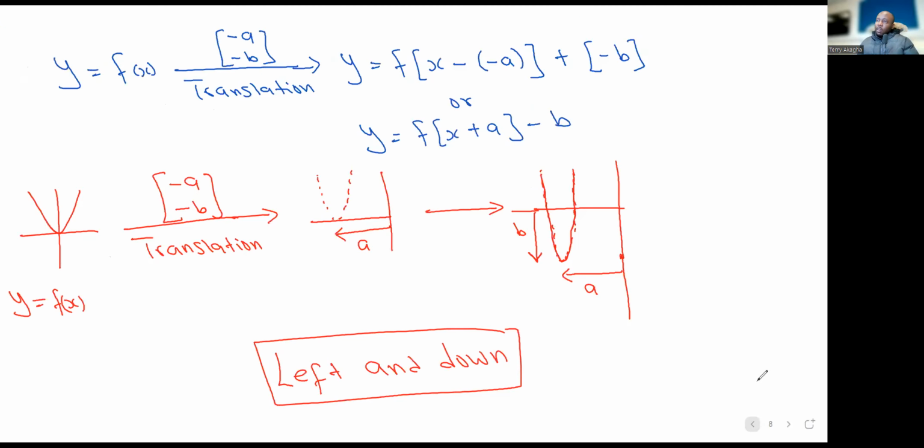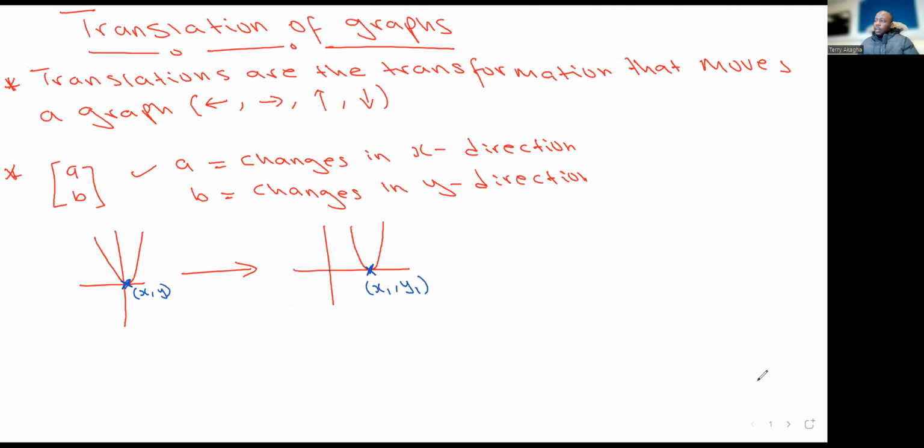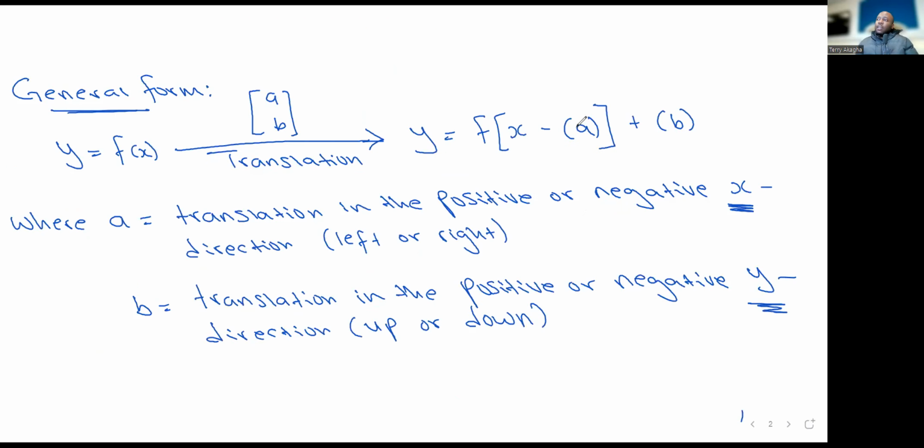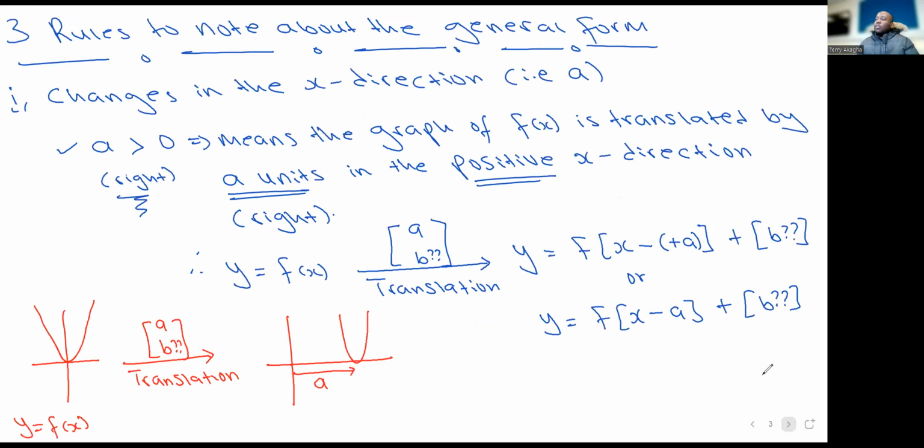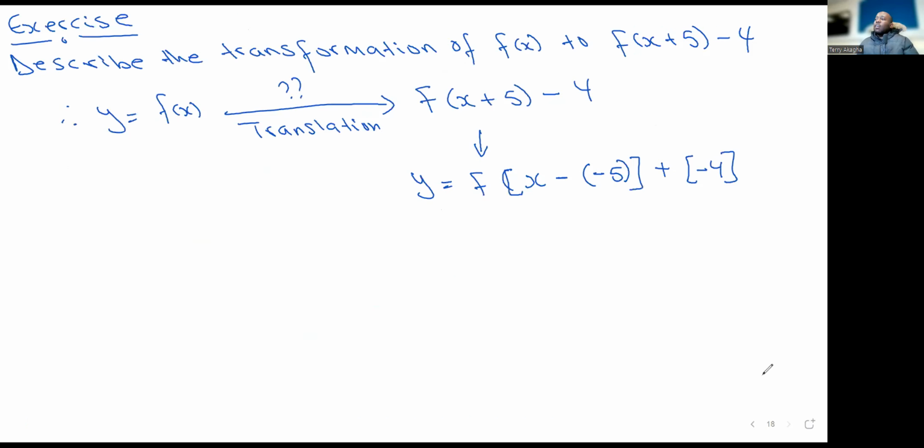So remember I told you about the general form. So in the general form, you can see the x minus, then the value of this is going to be the a, and this is going to be the b. So what I'm trying to do is rewrite this now in the general form. So this is going to be my a, and this is going to be my b. Therefore, my a now is going to be -5, and my b is going to be what? -4. And then I can rewrite this now as -5 and -4.